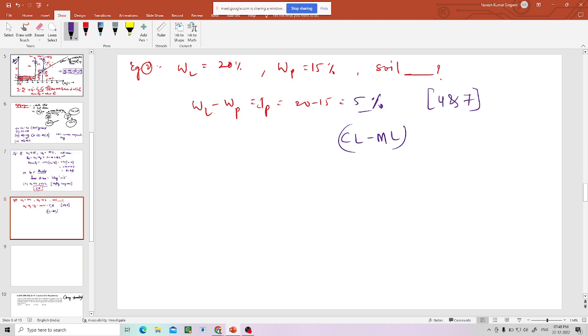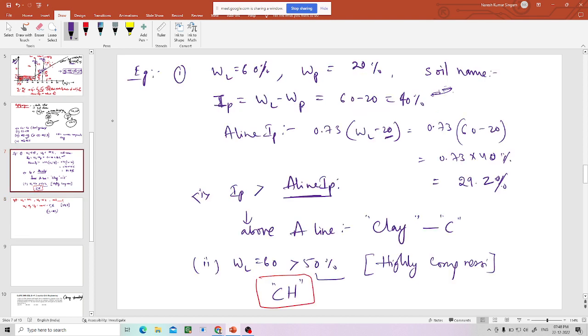You understood from these two examples how to find the A line IP and how to find the real IP. If the real IP falls above the A line, it is clay. If it falls below the A line, it is silt. That's how you can give symbols. If it is falling on the border, you know how to give the symbols. So that's how you know how to classify fine grained soil: clay, silt, organic.